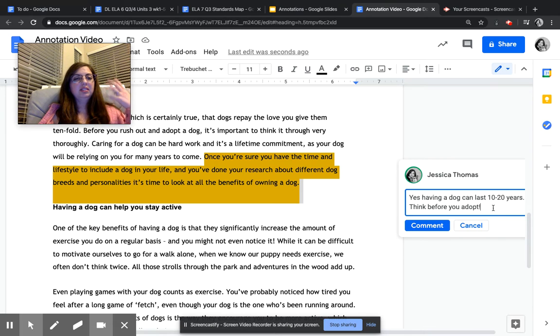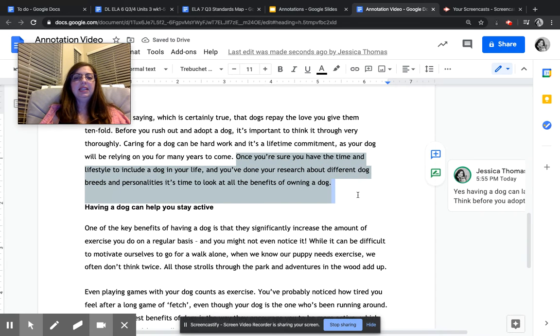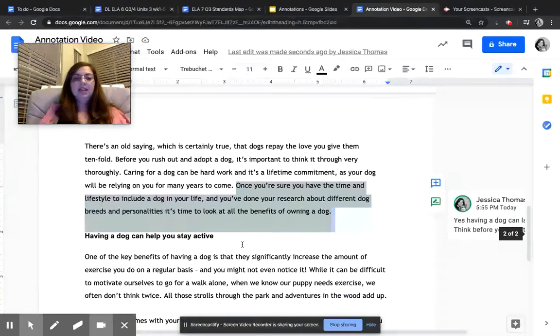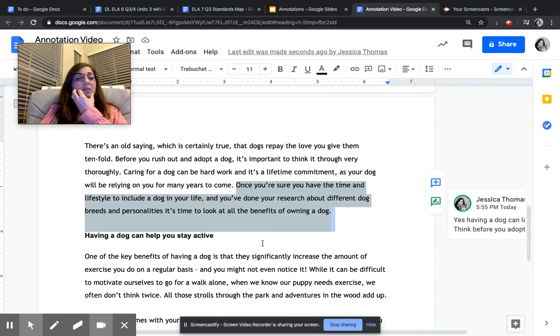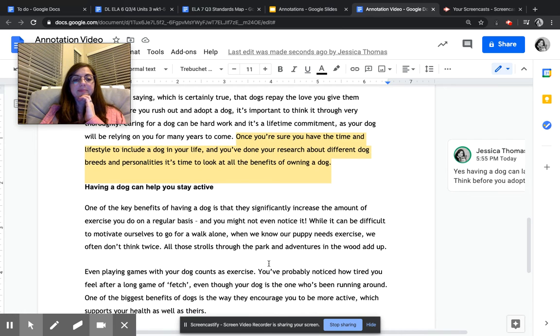Notice that my observation is kind of my opinion, my thoughts. I'm kind of just saying what I'm thinking. And my observation is kind of based off what the text says, right? Okay, so I'm just going to leave that comment here. So I have made 1 observation. And then I do need to look for a descriptive. So I need to remember I need to find something descriptive. So I'll do that in a minute.